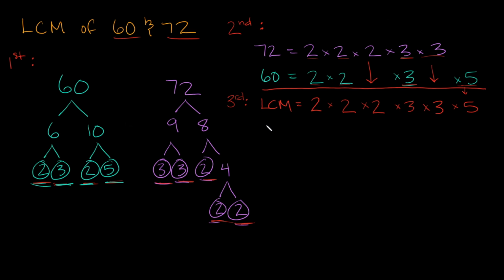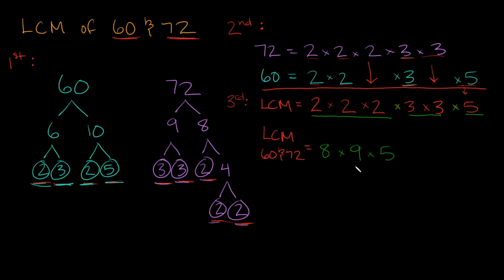Okay, so now we can simplify this. So now we have the least common multiple. Remember, this is of 60 and 72, right? So 60 and 72 is equal to this whole thing up here. Okay, so let's simplify some stuff. Let's simplify these 2s first. So what do we have here? We have 2 times 2 times 2. What is that equal to? Well, 2 times 2 is 4, and then 4 times 2 is 8. Okay, and then we're going to multiply that by this right here, 3 times 3, which is 9. And then we're going to multiply that by this last 5 right here, okay, times 5.